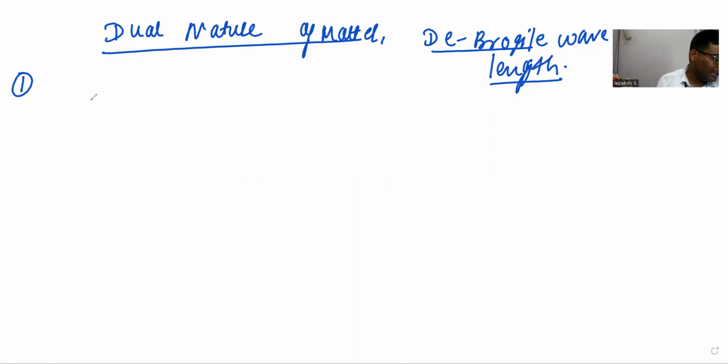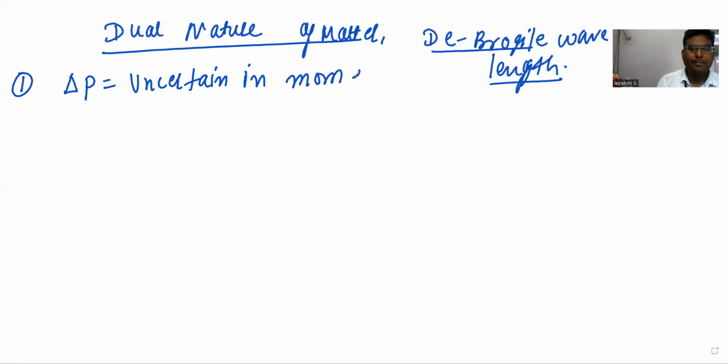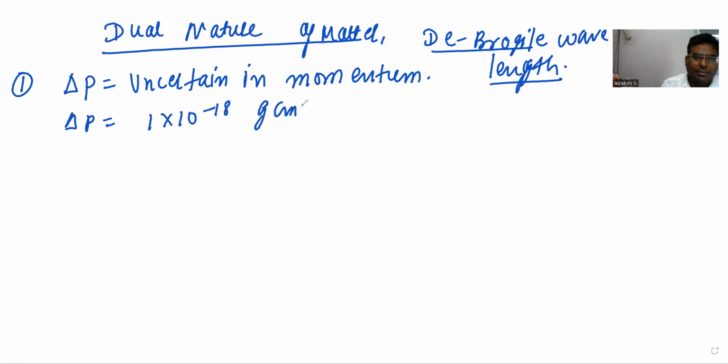First question: measurement of the electron position is associated with an uncertainty in momentum, which is given. It is denoted by delta P. This is called uncertainty in momentum. Uncertainty in momentum is given by delta P, whose value is 1 into 10 raised to minus 18 gram centimeter per second, right? And we know the formula of momentum is mass into velocity.